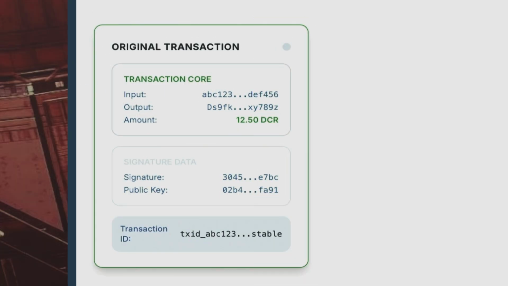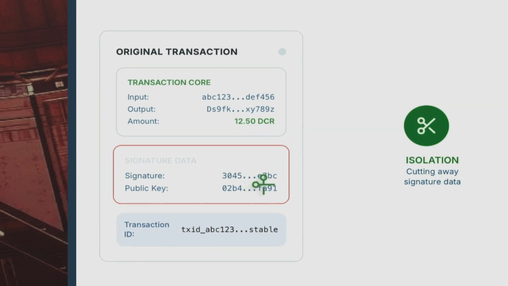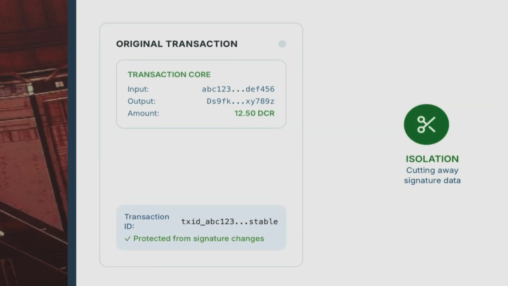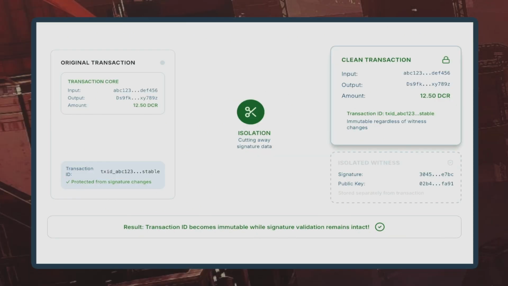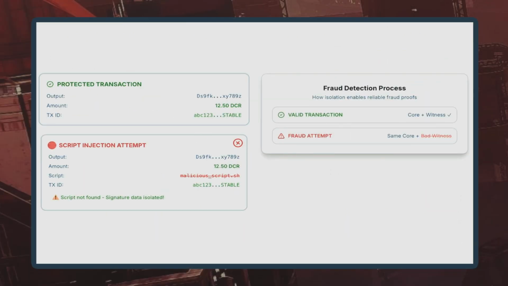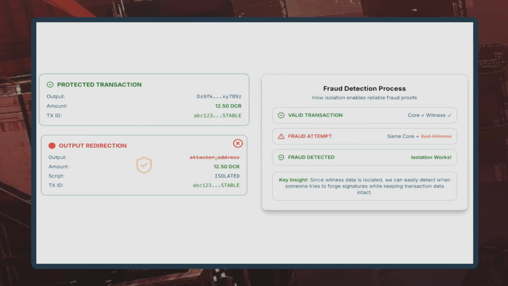In Decred's blockchain, signature script isolation separates witness data, preventing malleability, enhancing security, enabling fraud proofs via Merkle trees, and boosting reliability for its hybrid consensus.